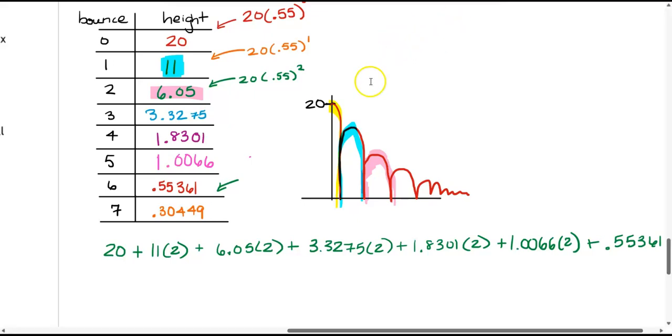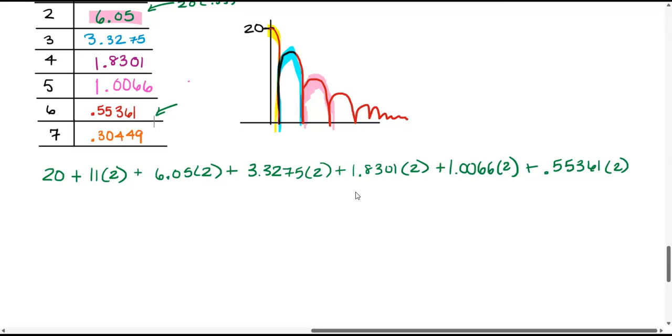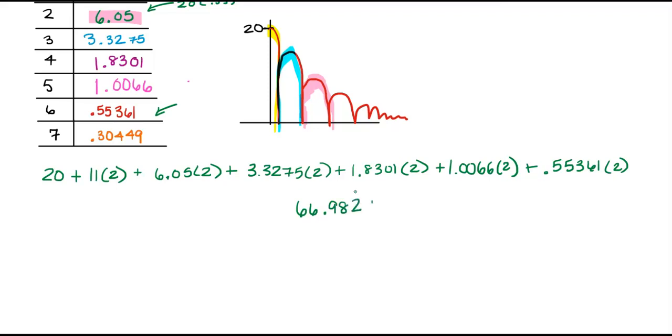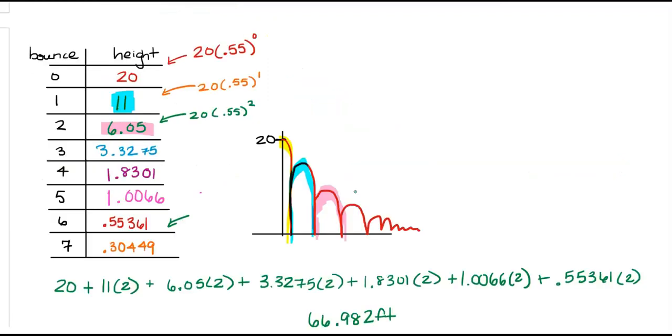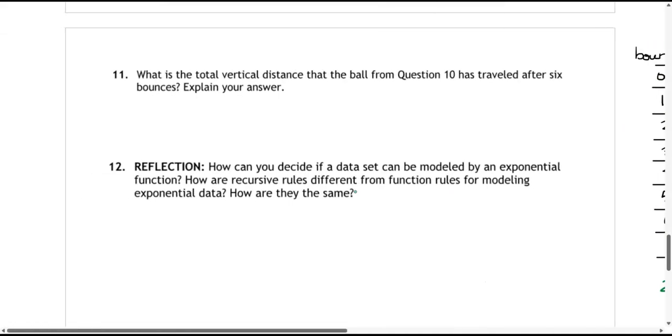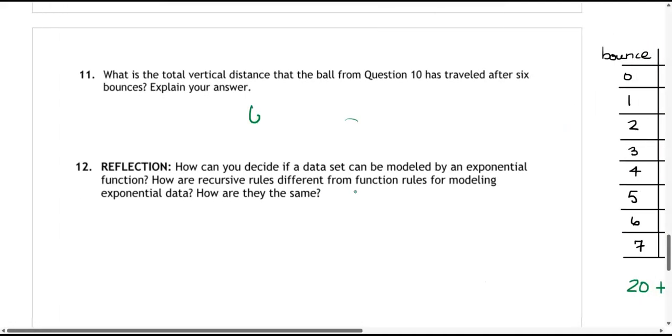So I will go ahead, take all of those, add them all up together. And what I end up getting is 66.982 feet. That's my total vertical distance because vertical distance can be down and up. Now, down doesn't mean it's negative because it's still a distance. So let's go ahead and put this in here. So this would be that 66.982 feet.